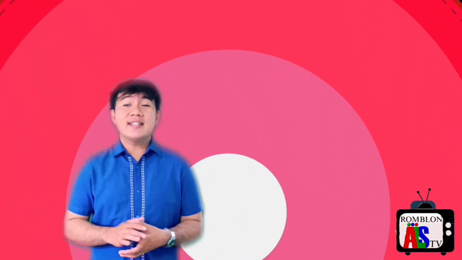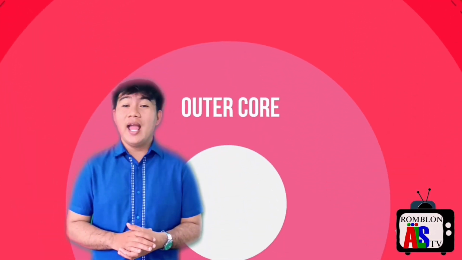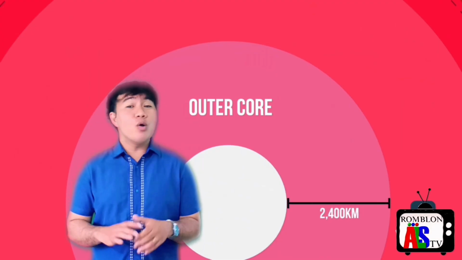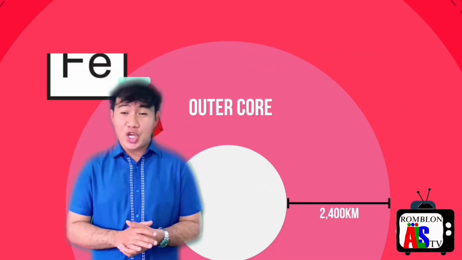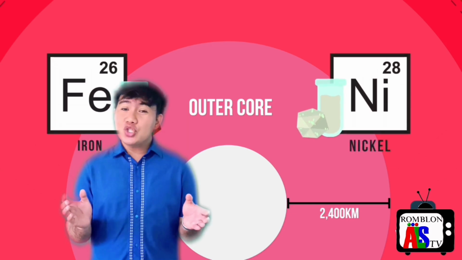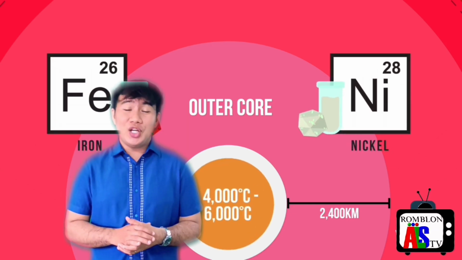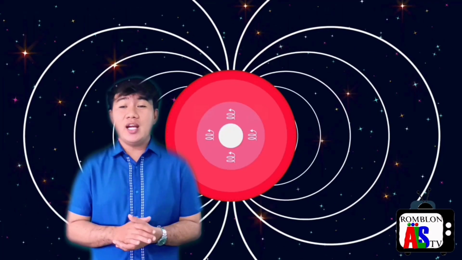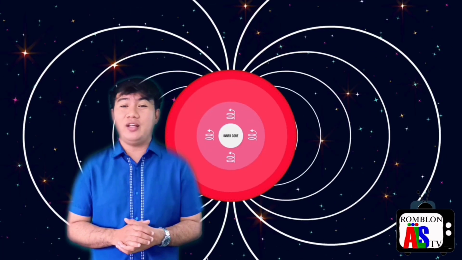The outer core is the layer surrounding the inner core. It is approximately 2,400 kilometers thick, mostly made up of liquid iron and nickel, at temperatures between 4,000 degrees Celsius to 6,000 degrees Celsius. The flow of the liquid here is what creates Earth's magnetic field.